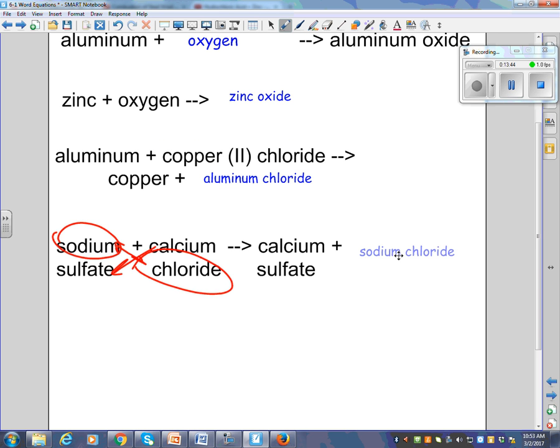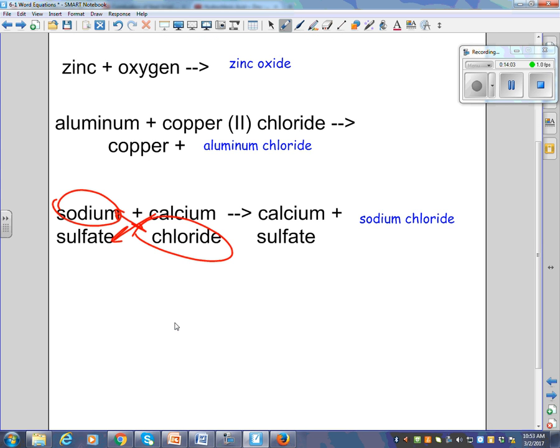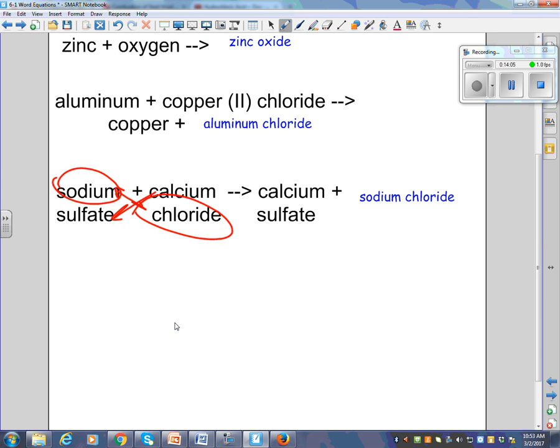Anyone know what sodium chloride is? You eat it every day. It might be in cereal. You put it on your fries, salt. Plain old table salt, sodium chloride. I would not recommend you eat it after doing this chemical reaction.